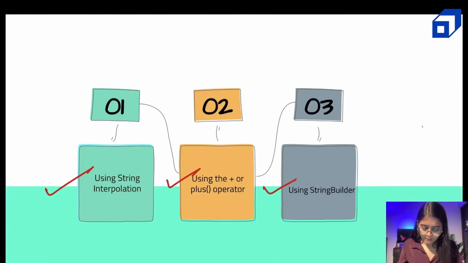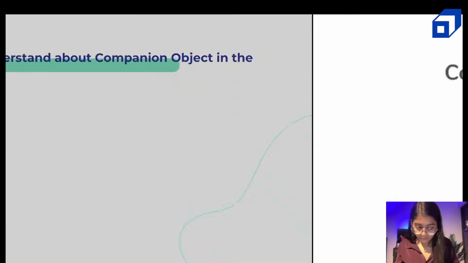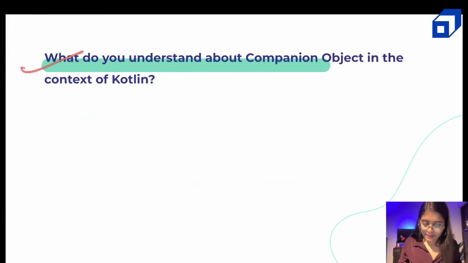So we just saw this string interpolation and the plus operator, and we saw the syntax of a string builder as well in Kotlin, right? Now let's move on to the next question, that is here. What do you understand about companion object in the context of Kotlin?